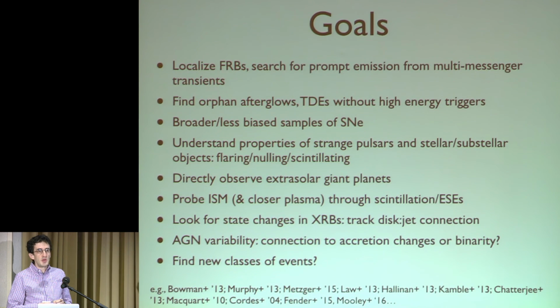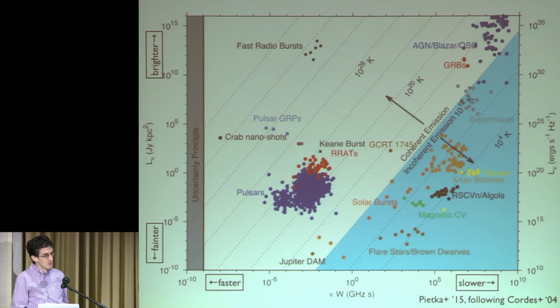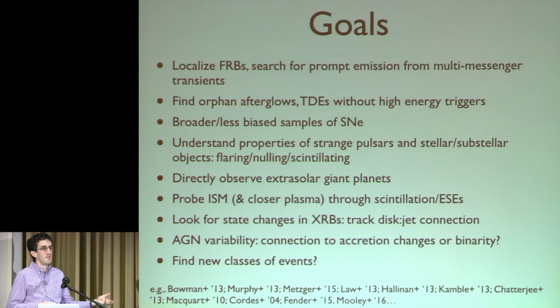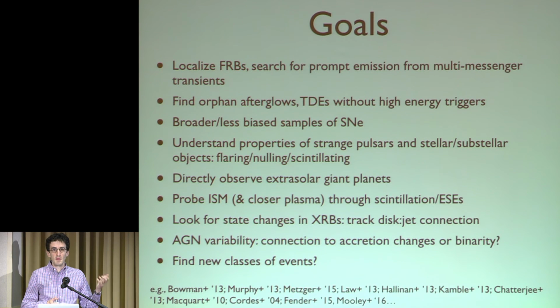So if you look at these sort of types of variable sources on this diagram, there are many different types of objects you could hope to probe with these surveys and come up with sort of motivating physics reasons for why you want to look at these. If we could localize FRBs, as we heard about, we could tell what they're coming from, what their redshift is, look for the baryons in the universe, try to understand the energetics. We might also want to search for prompt emission from multi-messenger transients, the types of gravitational wave sources that we've heard about earlier. Look for orphan GRB afterglows, tidal disruption events without seeing corresponding high energy or optical triggers.